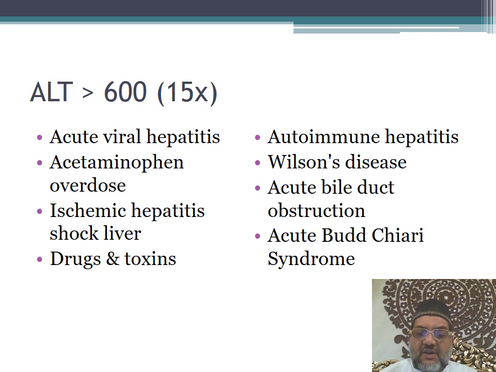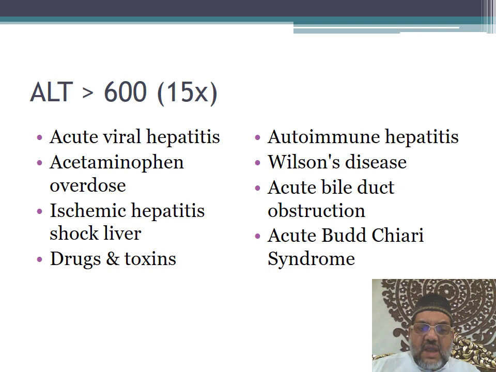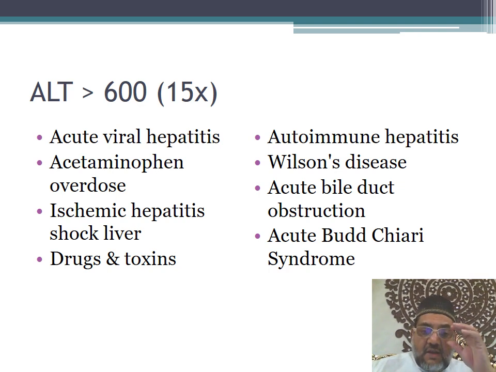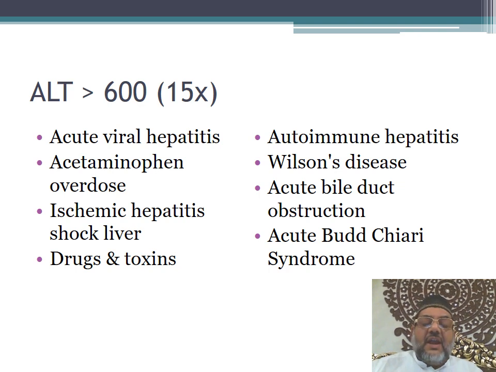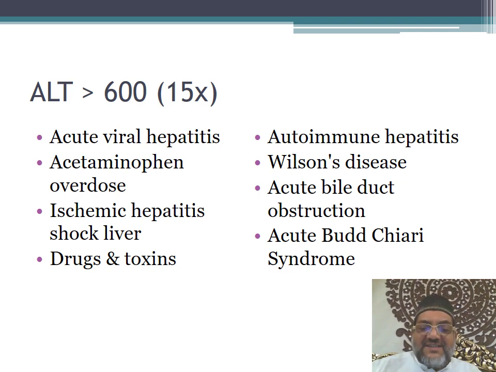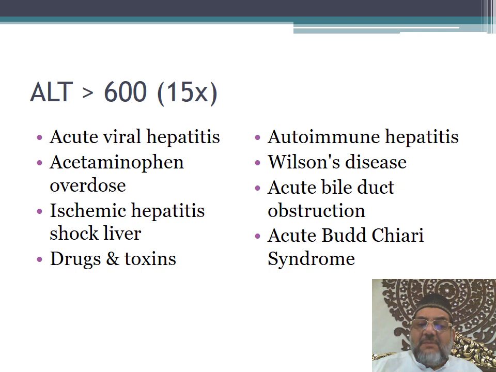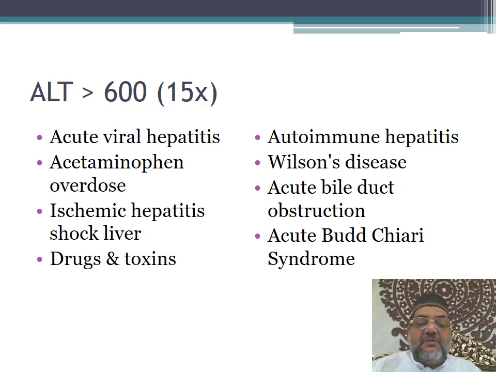Wilson's disease, similarly acute bile duct obstruction, and if there is a hepatic vein thrombosis, all of them can lead to liver damage, and these patients will be presenting with elevated ALT levels. So you can see that ALT is a marker which is showing that there is damage to hepatocytes. But to find the exact cause, what is causing this damage, you have to do other investigations to find out the basic pathology leading to this abnormality.